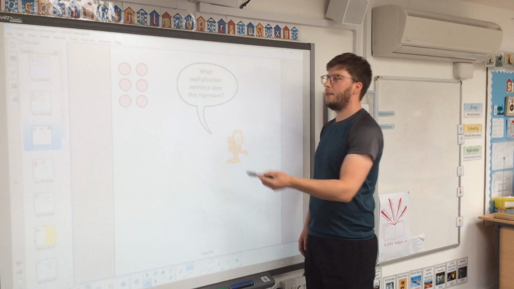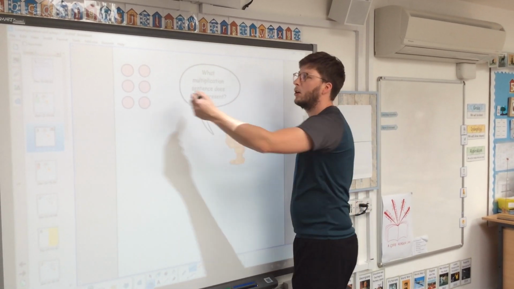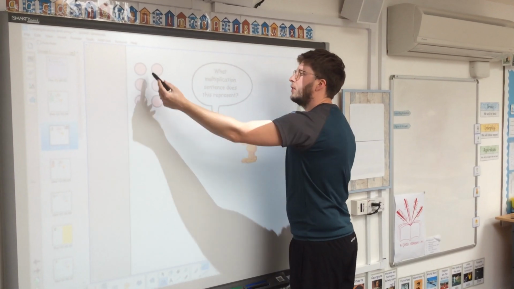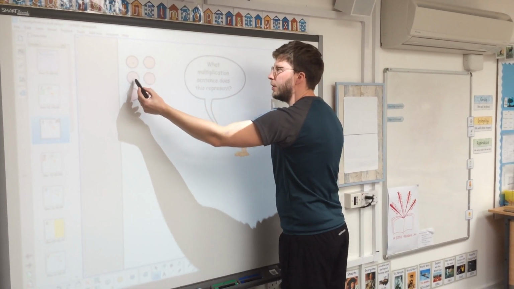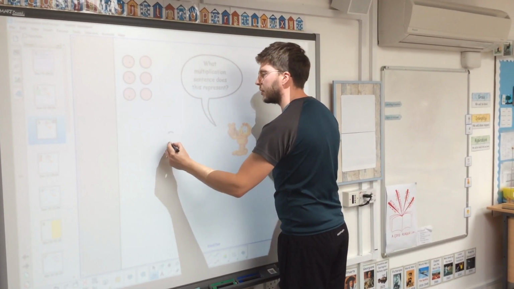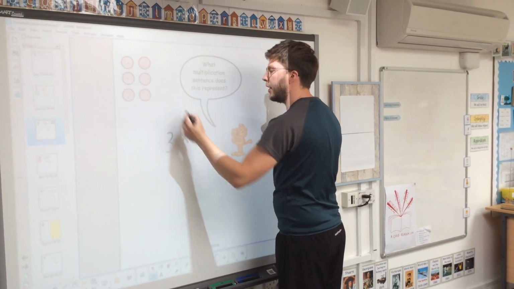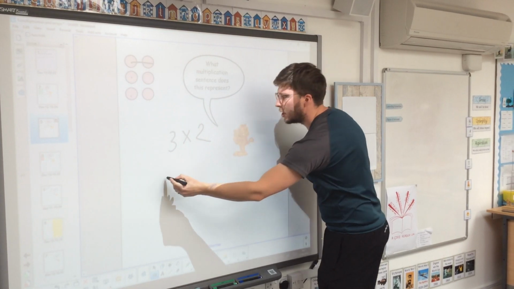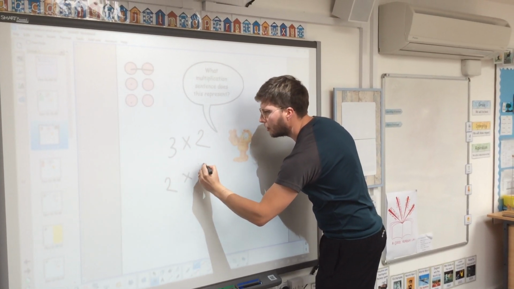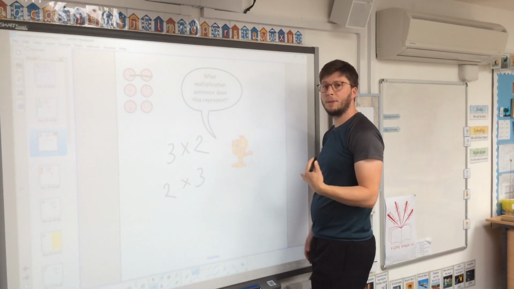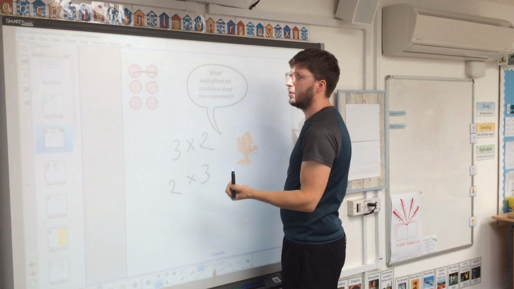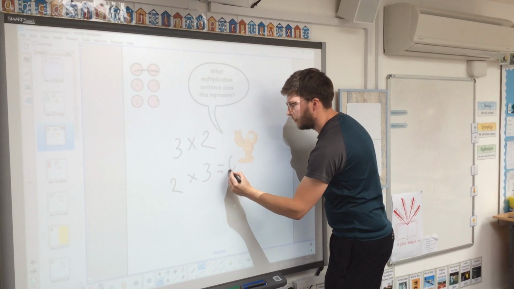Let's have a look at our next one. Okay, so let's use the same theory then. So we've got 2 going across at the top, 3 going down. So I've got 1, 2, 3 lots of 2. So there's my 2 going across. I could also write that as 2 times 3. Okay, and the total, I count up how many dots there are. I've got 6.